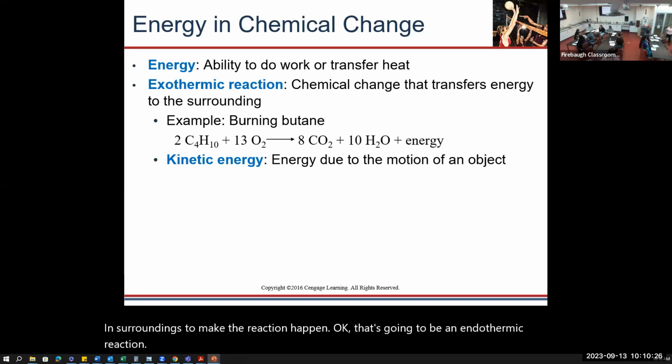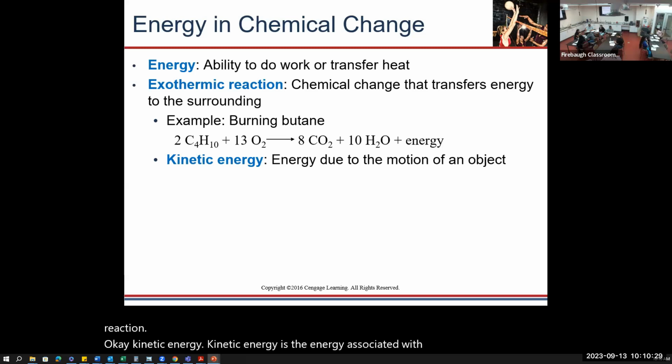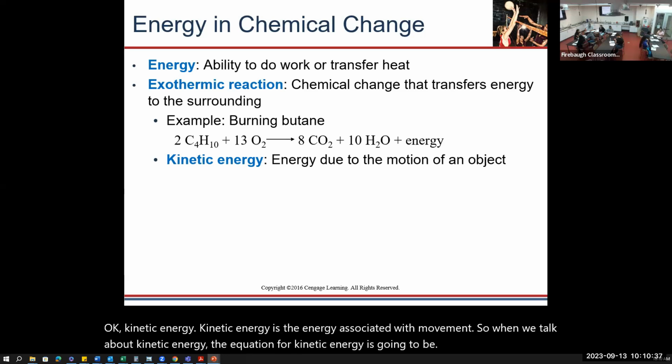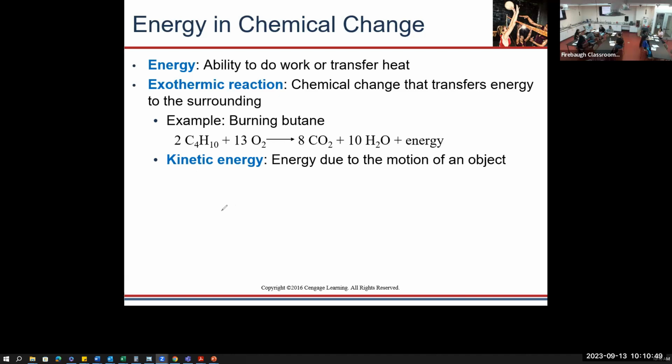Okay, kinetic energy. Kinetic energy is the energy associated with movement. So when we talk about kinetic energy, the equation is KE for kinetic energy equals 1/2 mass times velocity squared.